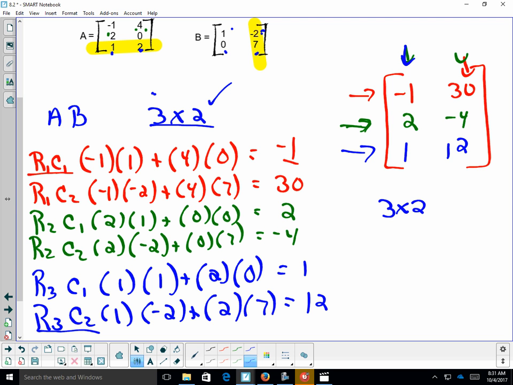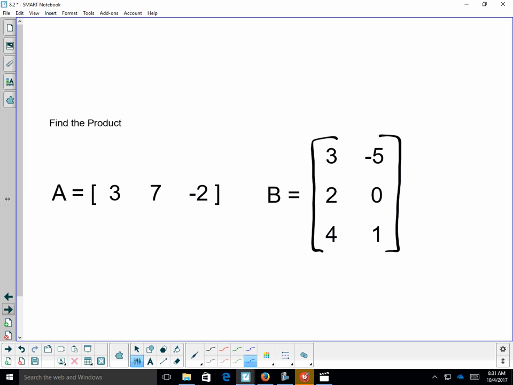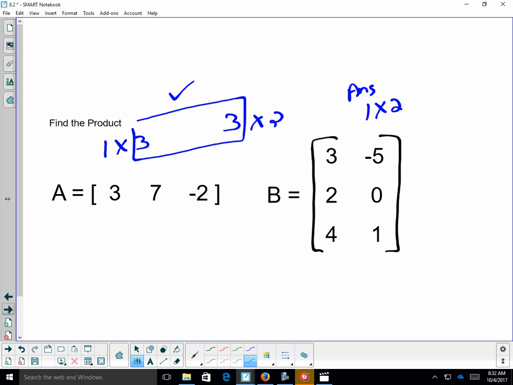Okay, let's try another one. So I have these two matrices. I have A, which is a 1 by 3, and I have B, which is a 3 by 2. Checking it, I see that I can do this multiplying of matrices. But my answer is going to be different from either original matrix. My answer is going to be a 1 by 2. So pause the video, work it out, take row 1 times column 1, take row 1 times column 2, and see what your answer is. So I'll give you a second, you're pausing the video.